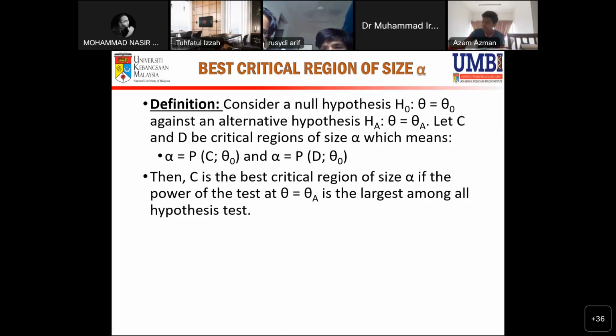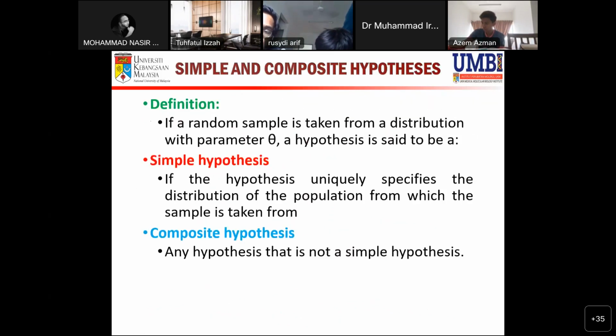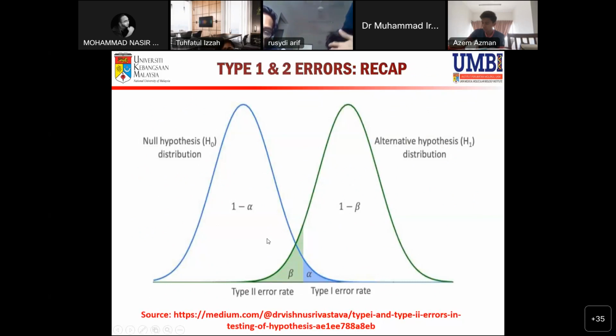Then C is the best critical region of size alpha if the power of the test at theta under the alternative hypothesis is the largest among all hypothesis tests. To show this further, let me go back to this diagram. So for example, if we fix the alpha there with certain values, we need to find a region that can minimize the beta here, your type 2 error. If you minimize the beta, then you maximize your 1 minus beta, which means that it maximizes your power. So the duty is to find a critical region, or define a critical value, because the critical value will determine the critical region where the power can be maximized and the type 2 error can be minimized while fixing the alpha, the type 1 error.